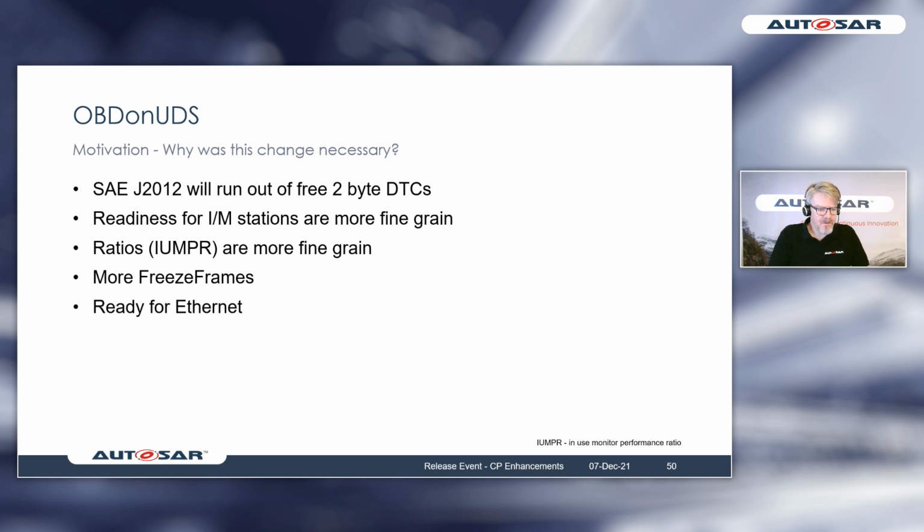Besides that, there are further functionalities like more fine-grained readiness for the IM stations, in-use performance ratios that are more fine-grained, and more freeze frames for repair analysis. And of course, it's also future-proof. It's ready for Ethernet with OBD on UDS. OBD2 was limited to CAN, and currently in the US it remains limited to CAN because it was too costly to update all the IM stations with Ethernet. But maybe in the future, I would assume there will be a switch.